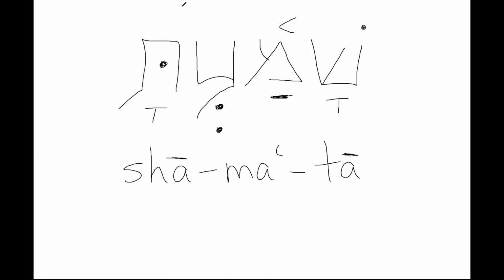So this mem is a consonant. The patach under the mem is a vowel, and that ayin is a consonant. That schwa is silent. The schwa under the ayin is silent. It comes at the end of a closed syllable, right?